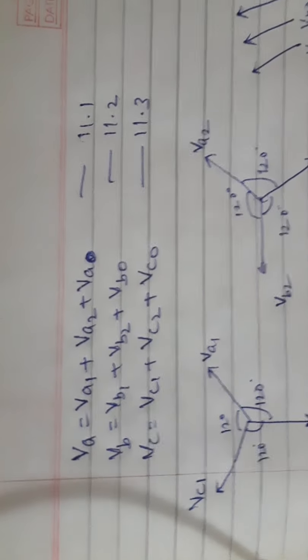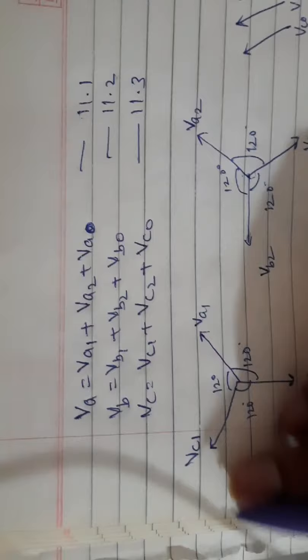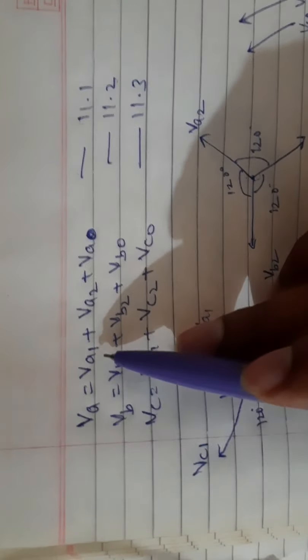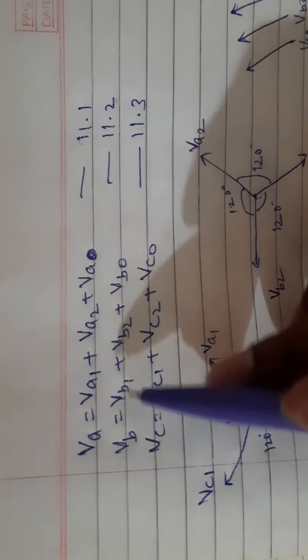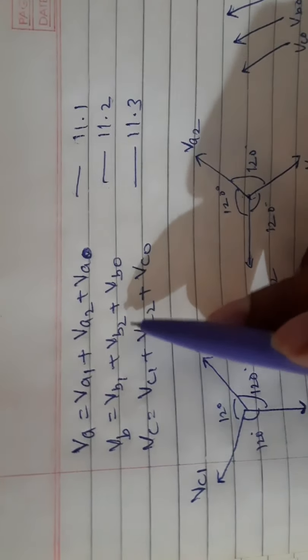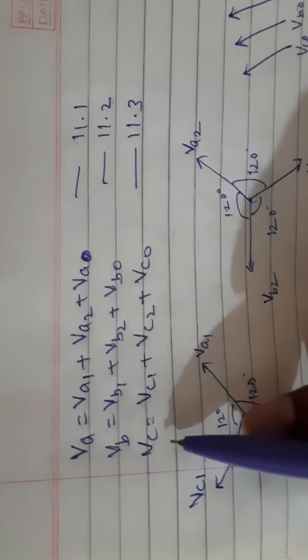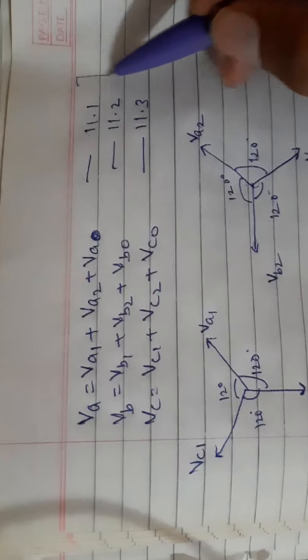From the previous study, we got this equation: VA is equal to VA1 plus VA2 plus VA0, and VB is equal to VB1 plus VB2 plus VB0. VC is equal to VC1 plus VC2 plus VC0. This is the equation we got.